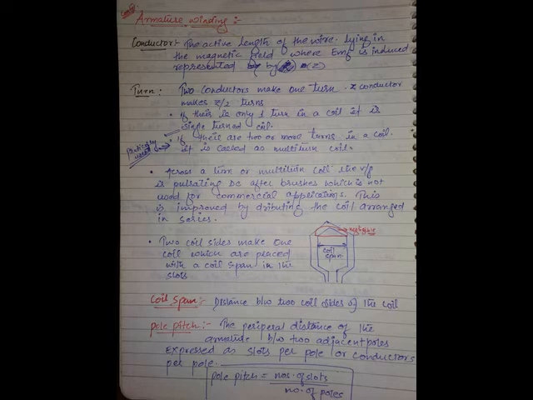Write down the definition for coil span. Coil span is the distance between two coil sides of a coil.